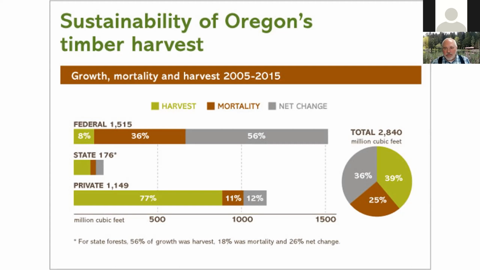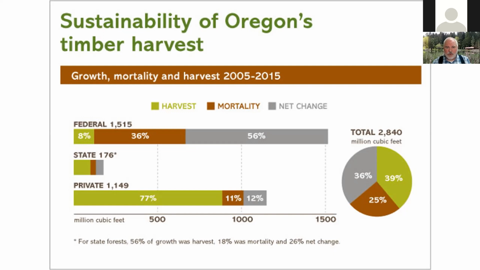Of that, about 39%, the green, is harvested. 25%, the red, is lost to fire, insects, and disease. And the other 36% is still in the forest. So we're cutting less than 40% of the growth of our forests in harvest.